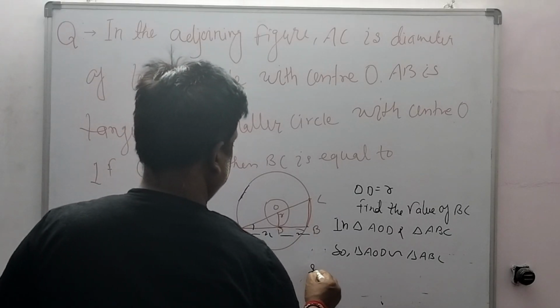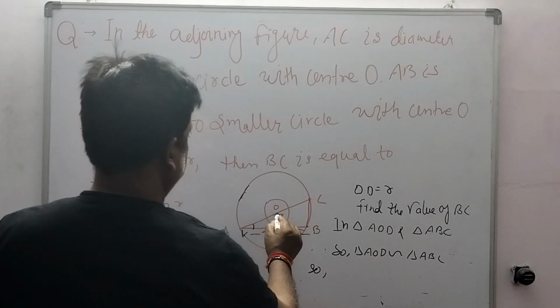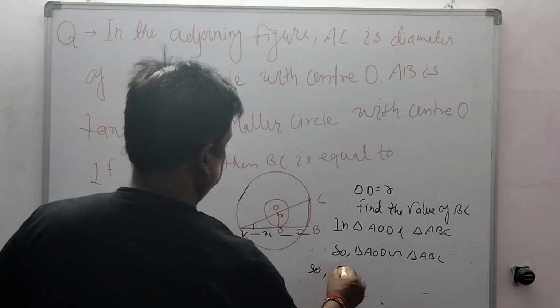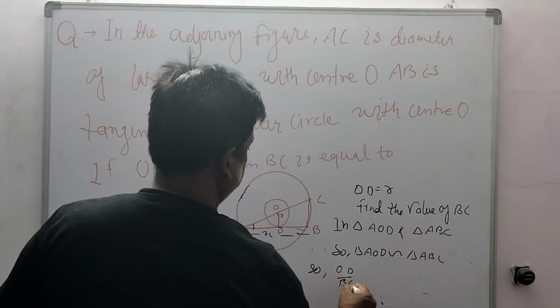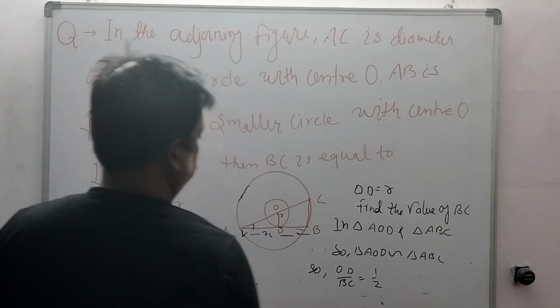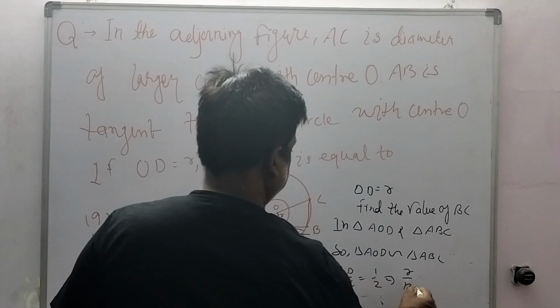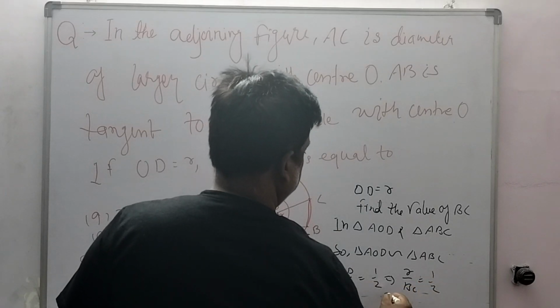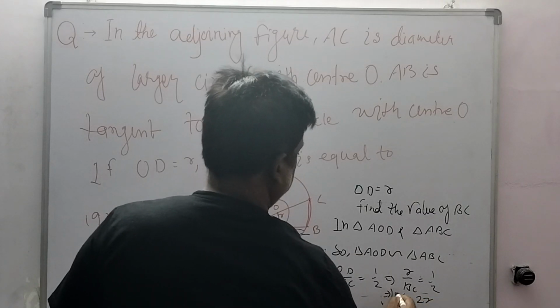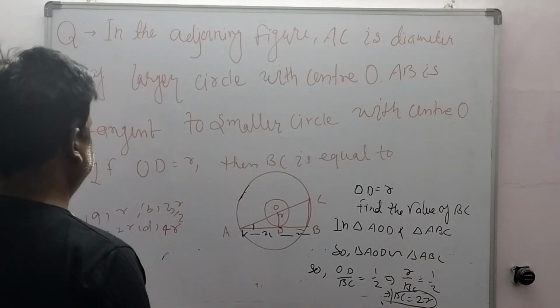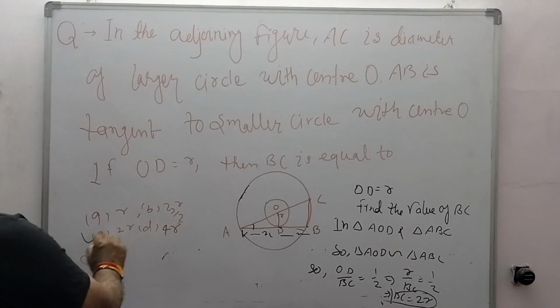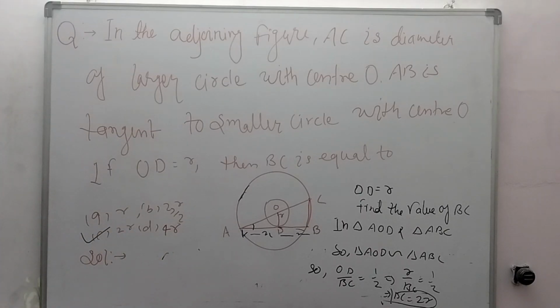So this also has the same ratio, OD by BC is also 1 by 2. OD equal to R, that means R by BC equal to 1 by 2. That means BC equal to 2R. This is the solution. Option C is correct. Hope you understand.